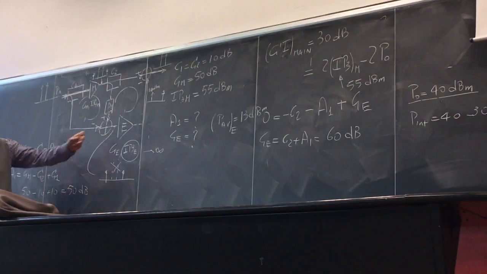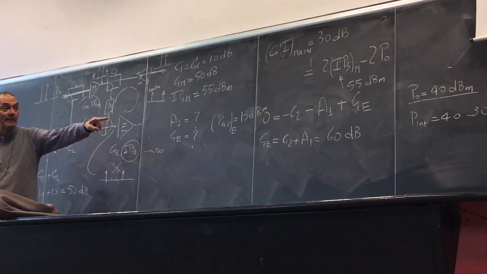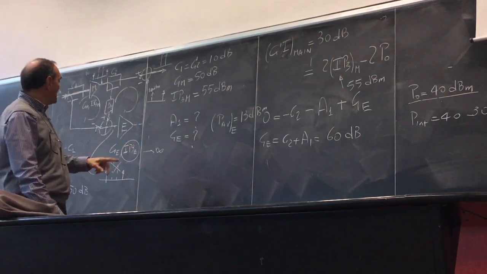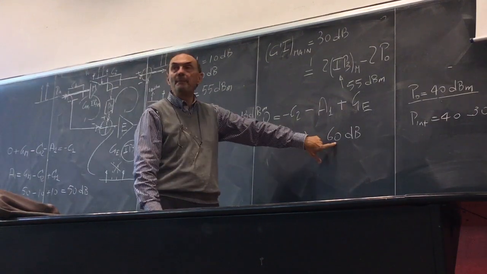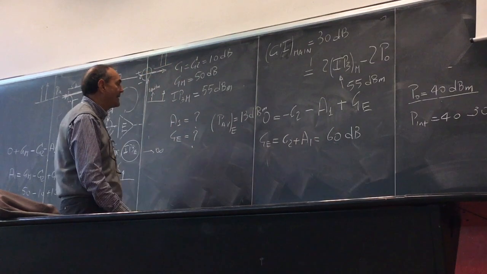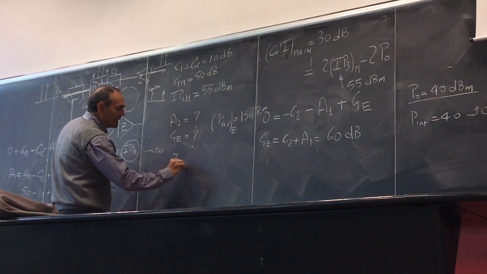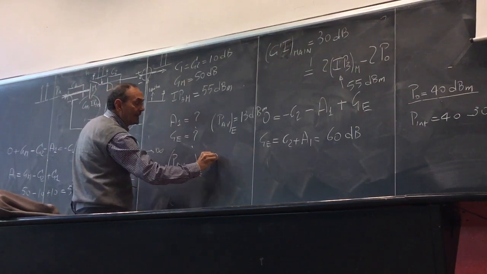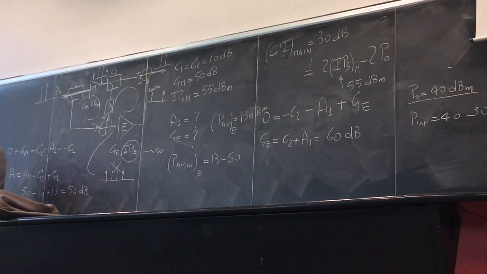If you want to know the power at the input, what we have to do is to divide that number by the gain. The gain of the error amplifier has been obtained before and was 60 dB. This means that the average power at the input of the error amplifier is 13 minus 60. Okay?